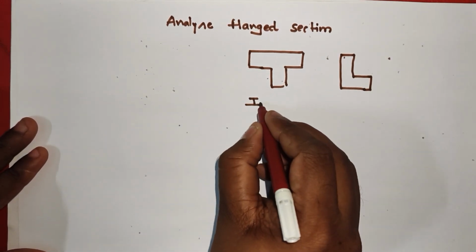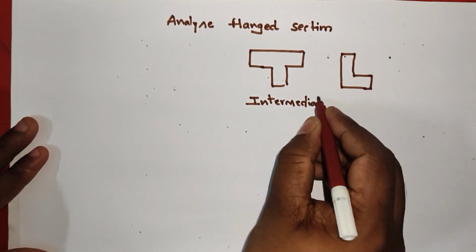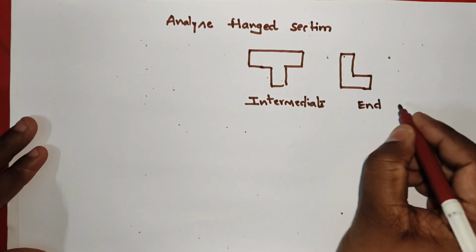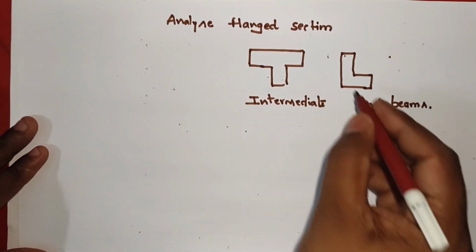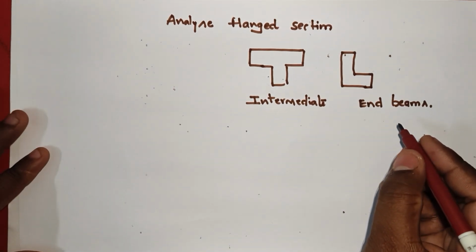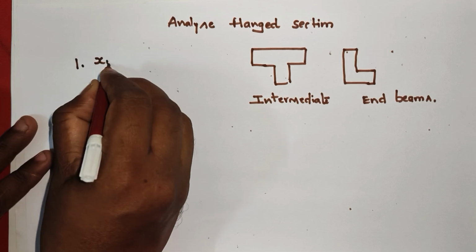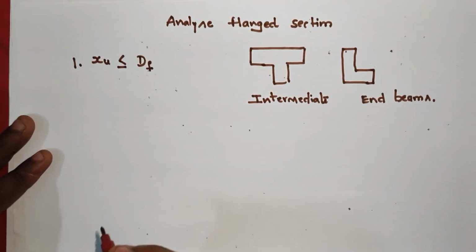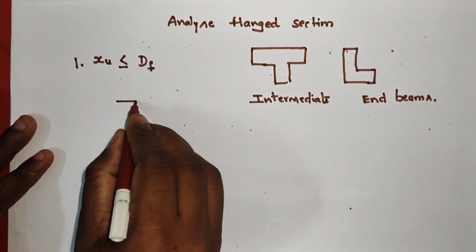Generally, T-beams are intermediate beams in a slab and L-beams are the end beams in a slab. While we are analyzing these flanged sections, there are two cases. In case number 1, XU less than or equals to DF. It means that the depth of neutral axis is less than the depth of the flange.